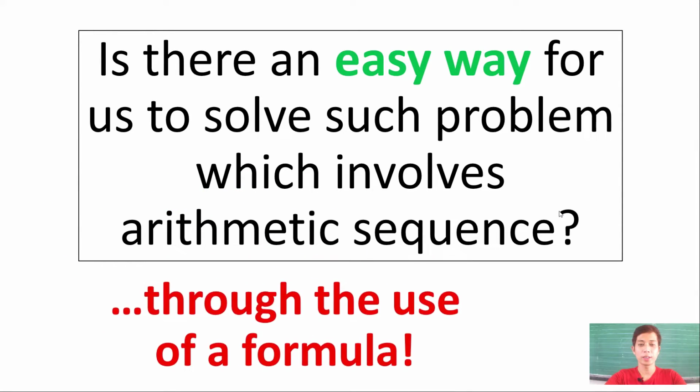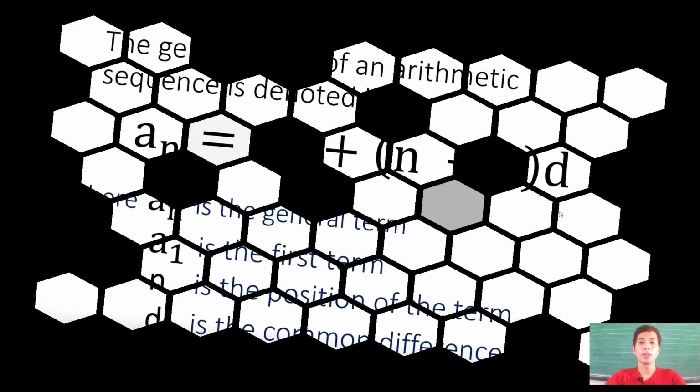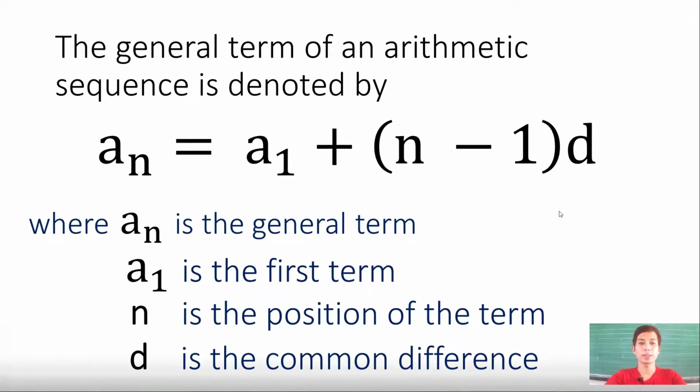You are correct. We can use a formula to solve such types of problems. The formula that we are going to use here is this. The general term of an arithmetic sequence is denoted by a sub n equals a sub 1 plus quantity n minus 1 times d. I'll repeat. That's a sub n is equal to a sub 1 plus quantity n minus 1 times d.